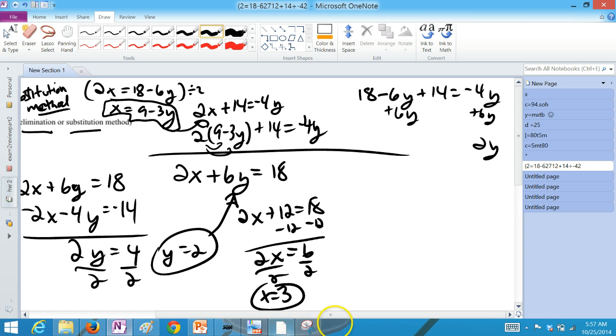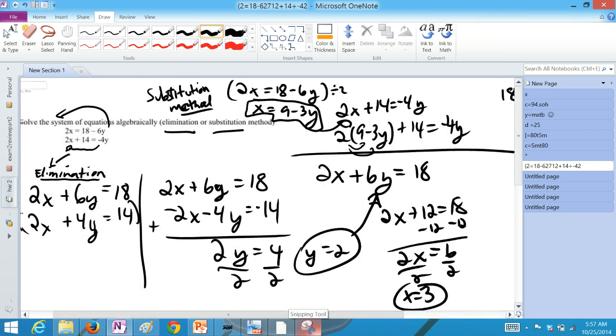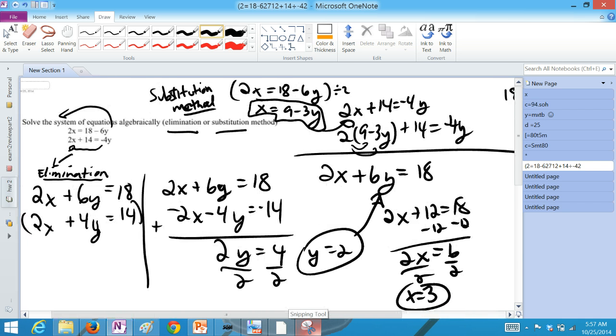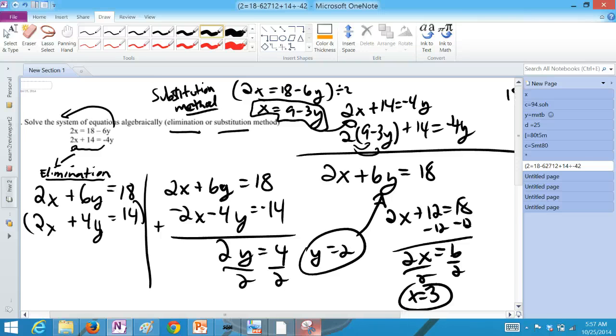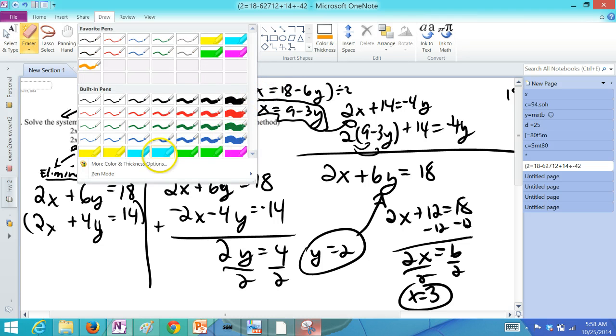Something didn't work out for me. Hold on, I made a mistake somewhere. 2x plus 14 is equal to negative 4y. What's x? 9 minus 3y? Something's not working out. Maybe I made a mistake down here. Looks good. Oh, that 14 is wrong. Oh my gosh. So that's good. I did it 2 ways. I made a mistake. Let me show you. It's good you see me make a mistake.